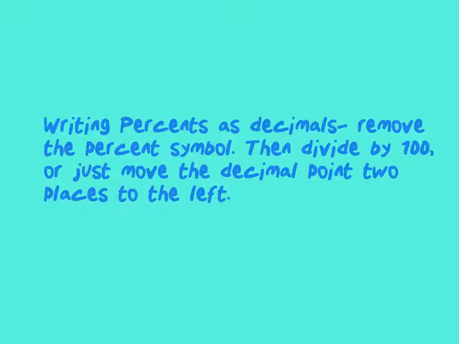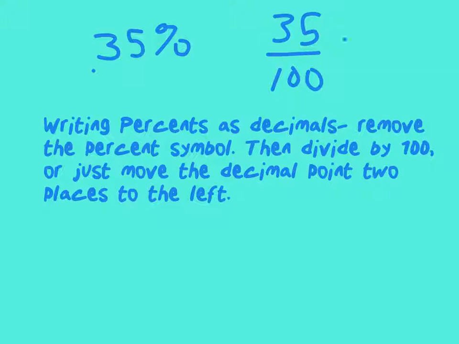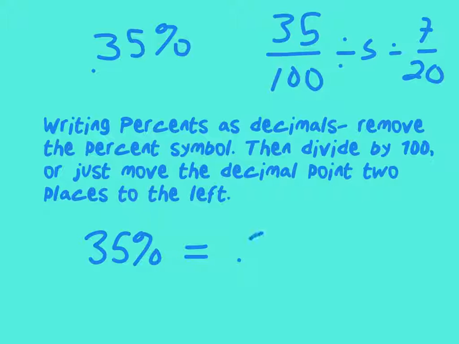Today's objective is going to be writing percents as decimals. Last time, you may recall, we took our percents and wrote them as fractions by placing the percent over 100 and then reducing, right? Remember doing this? And then we would divide by 5 and we would get 7 over 20. Well, today we're going to change this percent and learn how to make it into a decimal point and not a fraction.